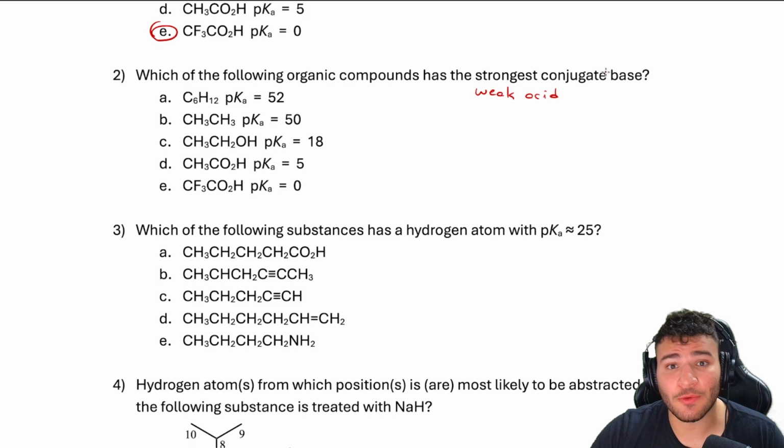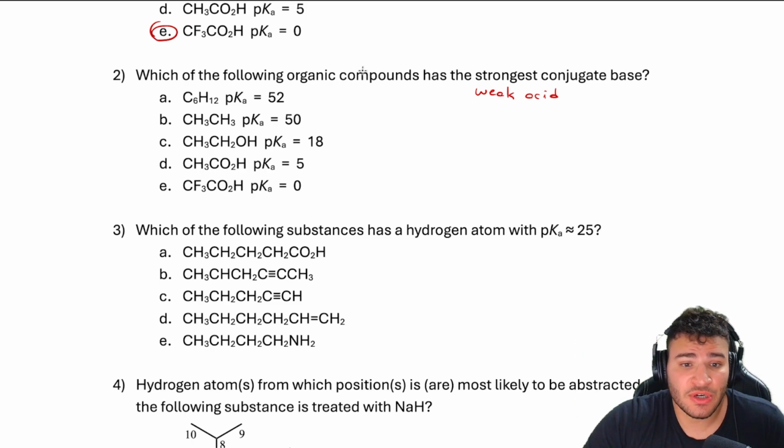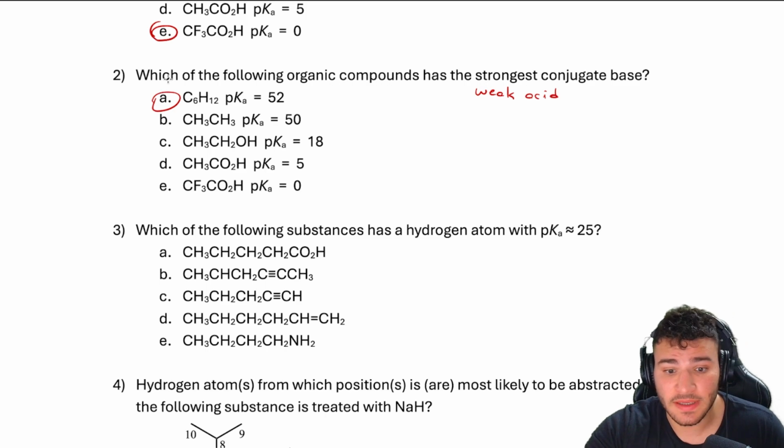And so because we're looking for a weak acid, we're looking for the compound that has the highest pKa value, which just turns out to be A, right? 52 is the highest of the list.